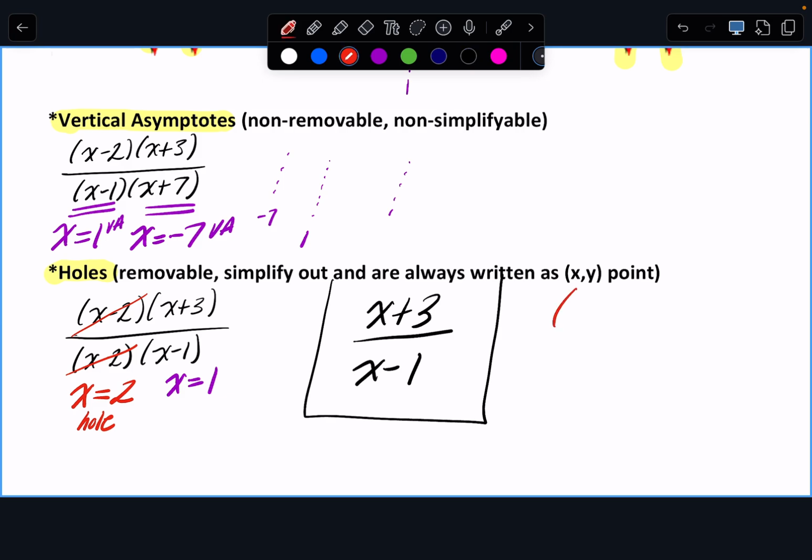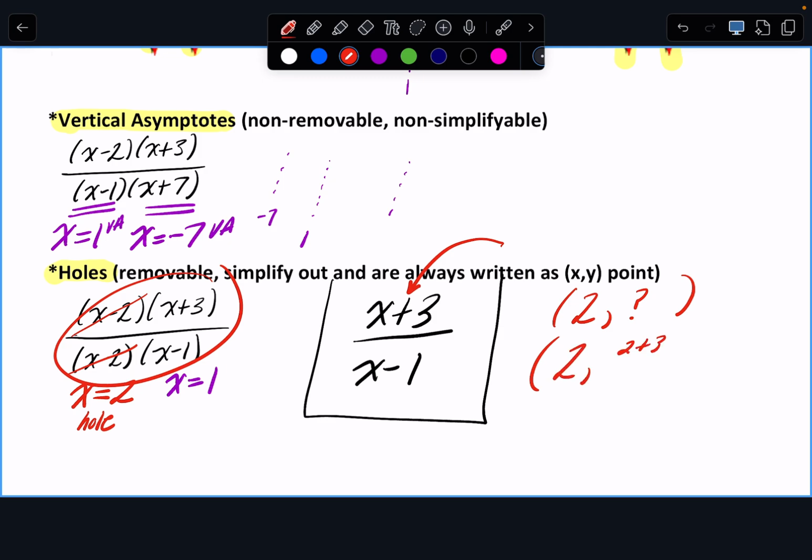So now if I said to you the hole's at 2, it's really not just 2. You can't do 2, 0. It's not 2, 0. It's 2 comma some number. So to find the number, you go plug in 2. Make sure you plug it into the simplified function. If you plug it into the original, wouldn't it be 0 divided by 0? You can't divide by 0. You cannot plug it into the original. You have to plug it into the simplified function.